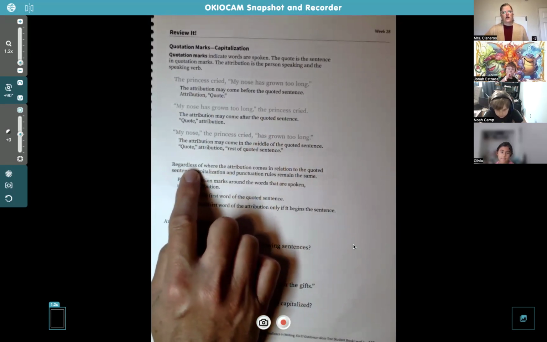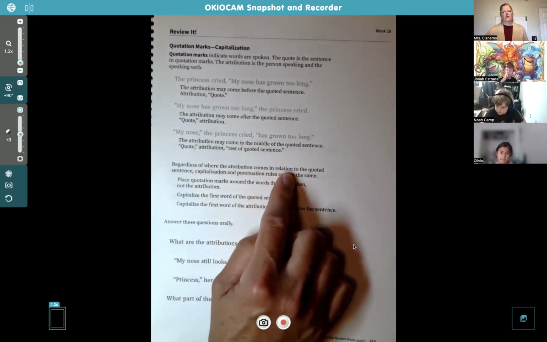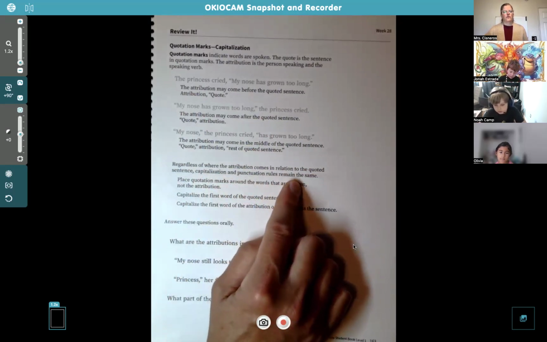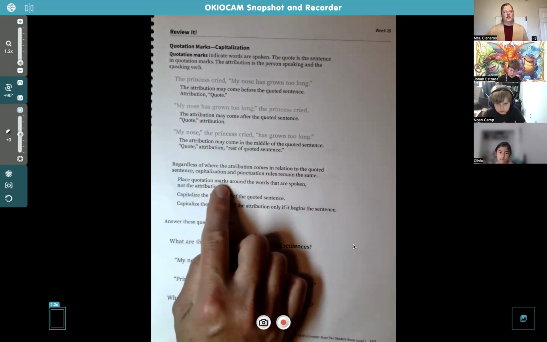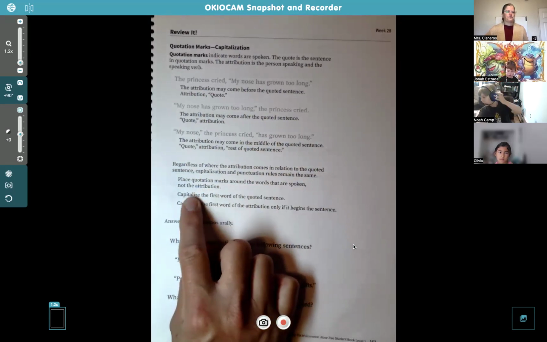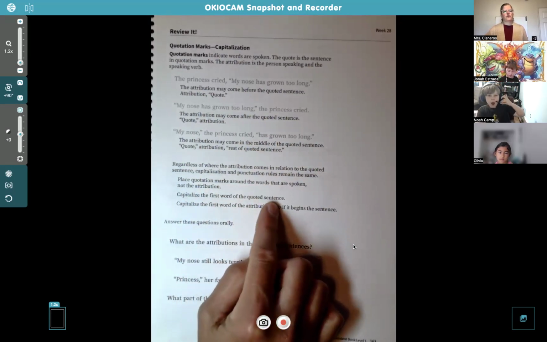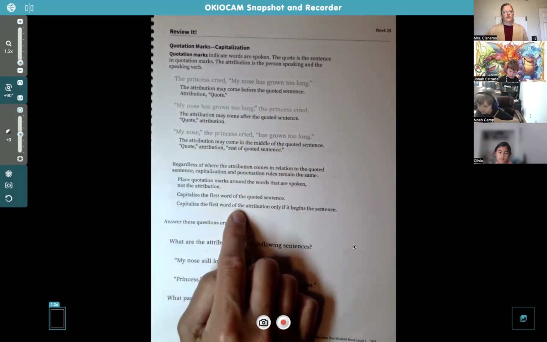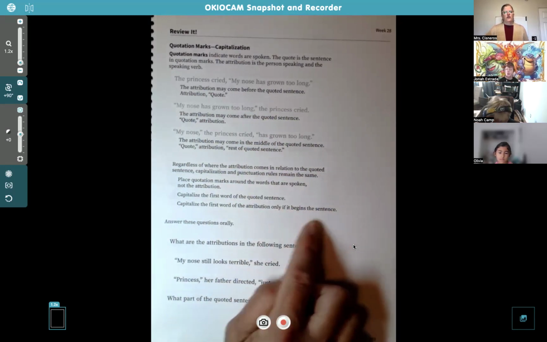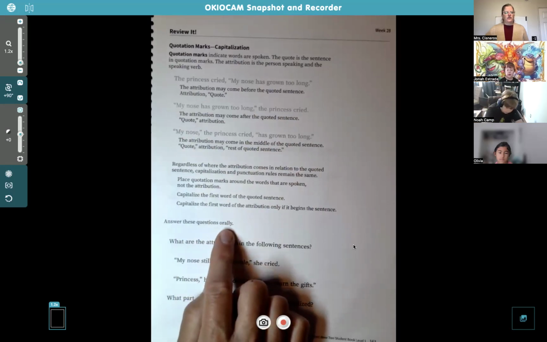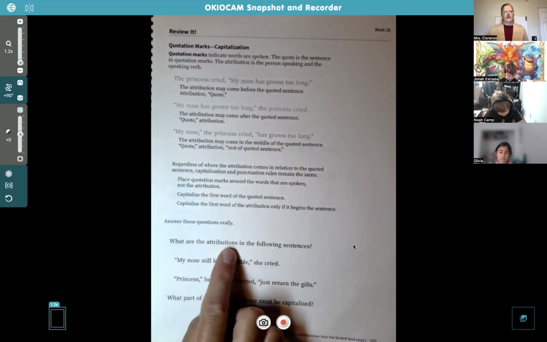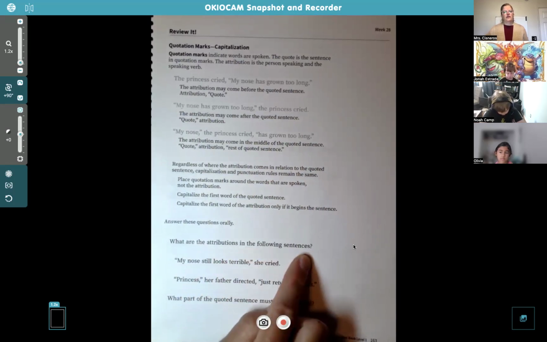So right here it says, regardless of where the attribution comes in relation to the quoted sentence, capitalization and punctuation rules remain the same. Place quotation marks around the words that are spoken, not the attribution. Capitalize the first word of the quoted sentence. Capitalize the first word of the attribution only if it begins the sentence. All right, and then it says answer these questions orally. So we're just going to talk about this at the bottom here. It says, what are the attributions in the following sentences?